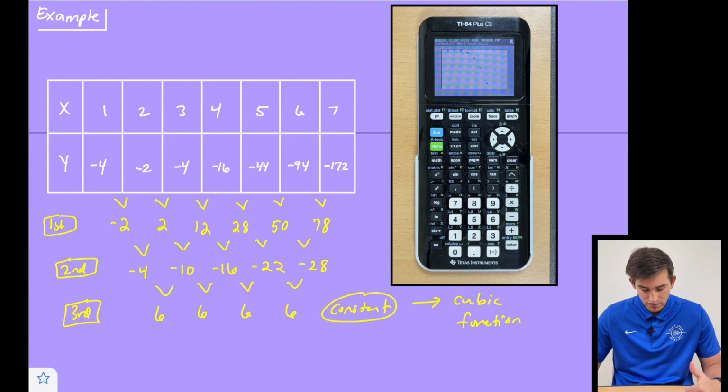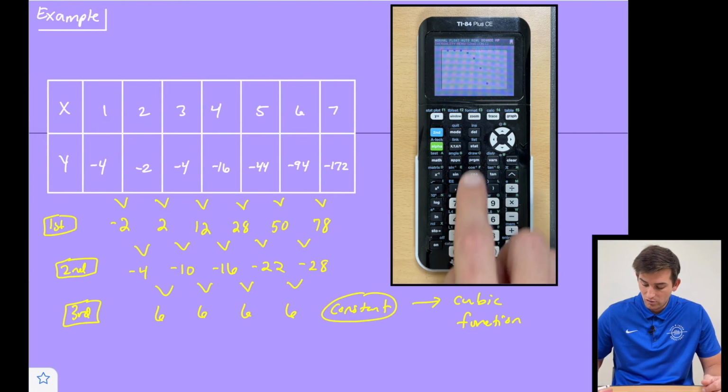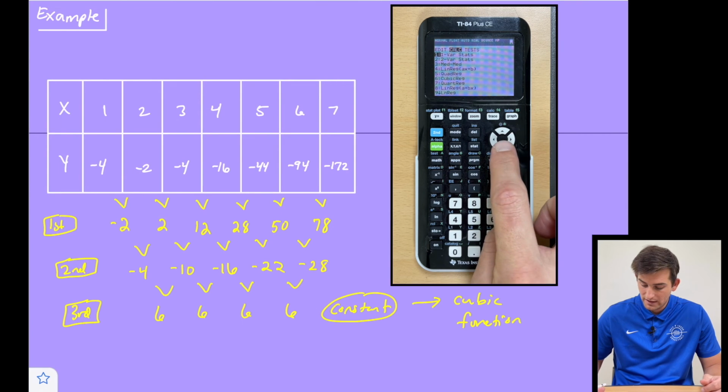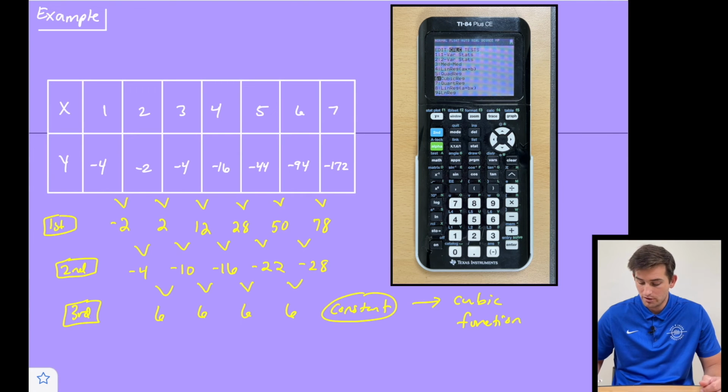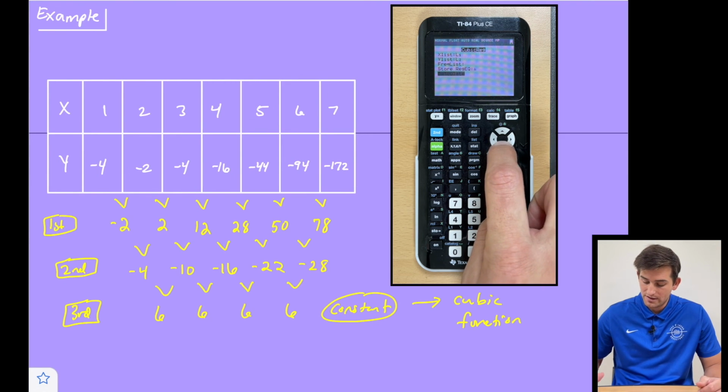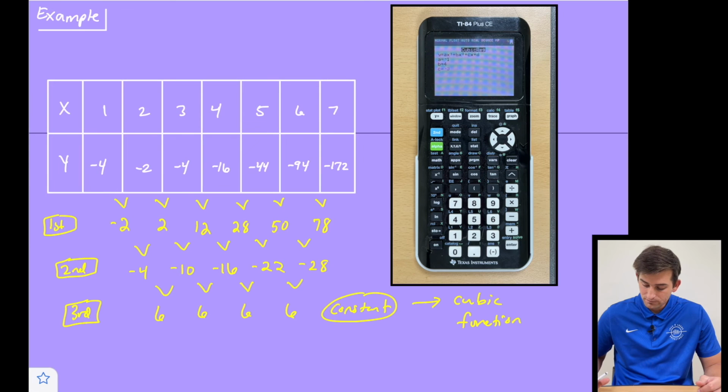Since we knew it was a cubic function, we can now go back to Stat and go over to Calc. We want to go down to where it says CubicReg, which stands for cubic regression, and hit enter. We have our lists that we put our x and y values in, L1 and L2, so we're going to leave those there. We're going to go down to Calculate and hit enter, and now it tells us what our equation should be.